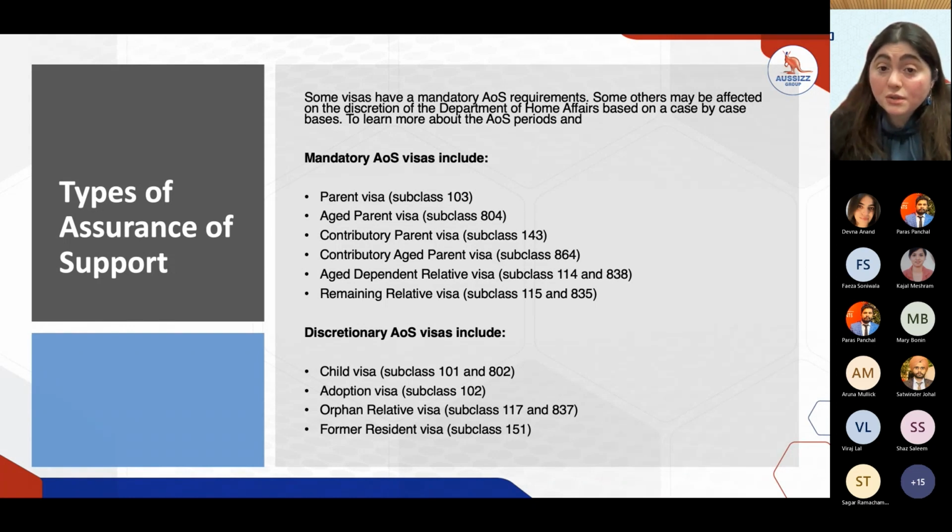Now, the 103 aged parent visa, basically all of the age-dependent visas, and the remaining relative visa all need a mandatory assurance of support. The visas below are marked discretionary assurance of support, which means it's at the discretion of the Department of Home Affairs. Once you have lodged a valid application for these 4 visas, the case officer will assess the application, and it will be at the case officer's discretion whether they want you to provide an assurance of support or not.